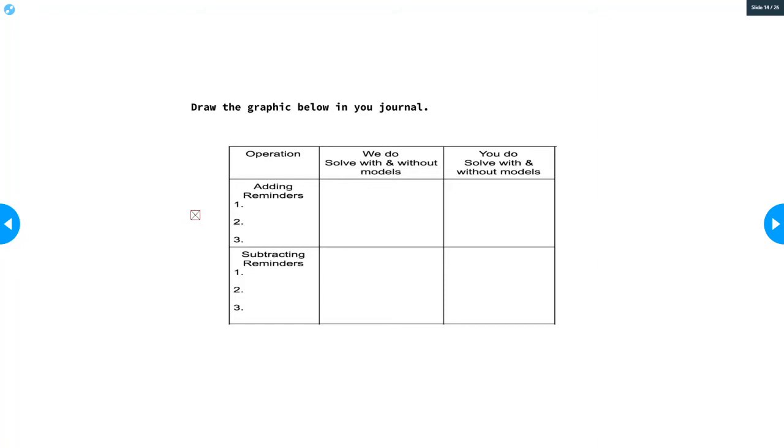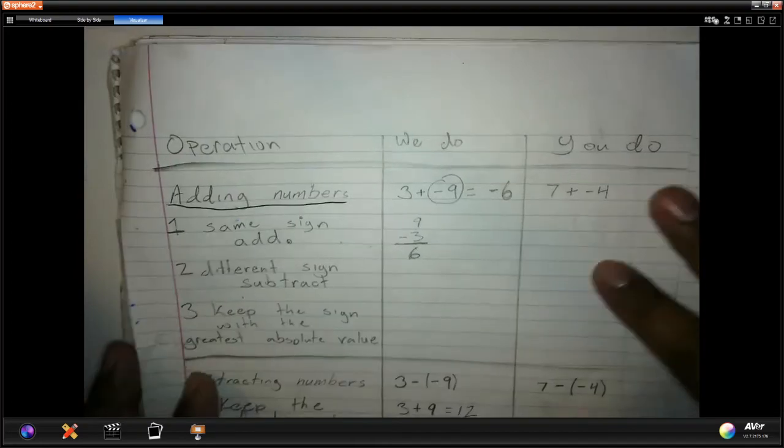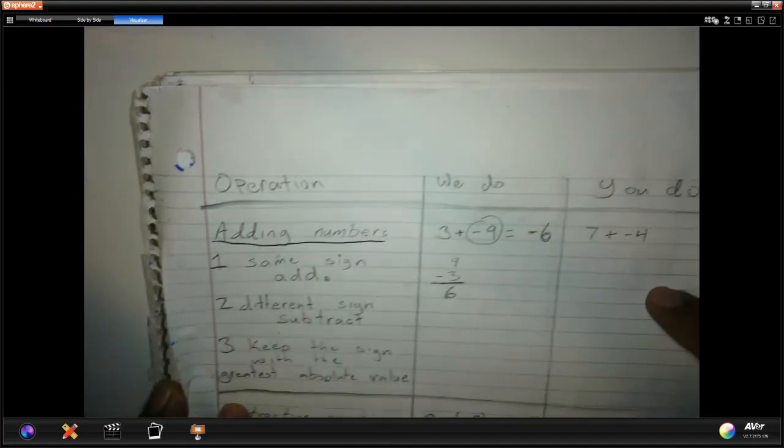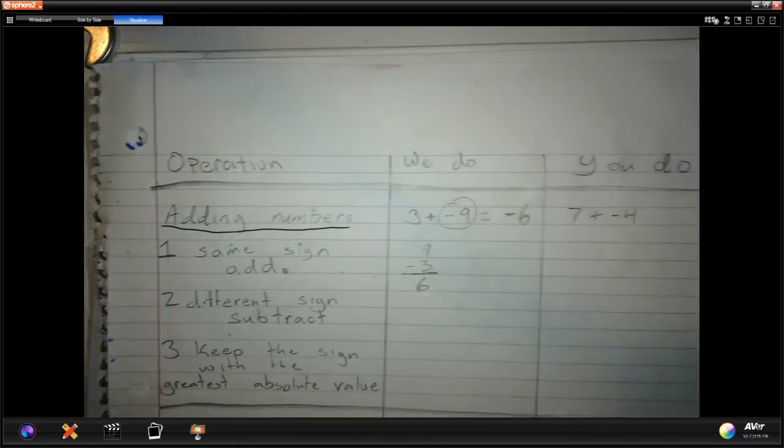All right, so our operations for adding and subtracting. For adding and subtracting, there are 3 basic rules we want to follow. So I have my notebook out. Let's go ahead and open up my document camera. I want you to see step by step what it looks like. I'm trying to get the best angle for you guys. There we go.